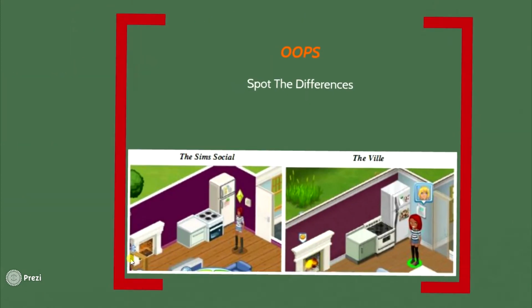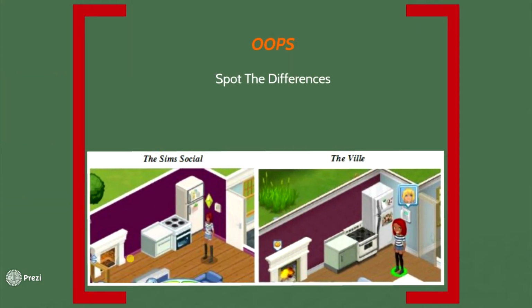The two pictures are snapshots of games. One is The Sims Social game by EA Games and the other is The Ville by Zynga. Both are Facebook games. As you can see, they are very similar to each other. In fact, EA Games had filed a lawsuit against Zynga for copying its game. They can be called software clones of each other.